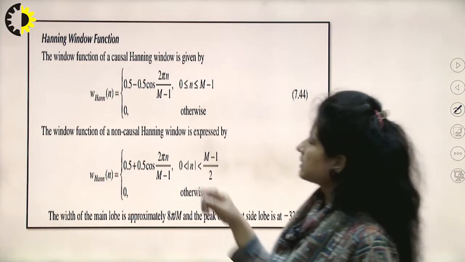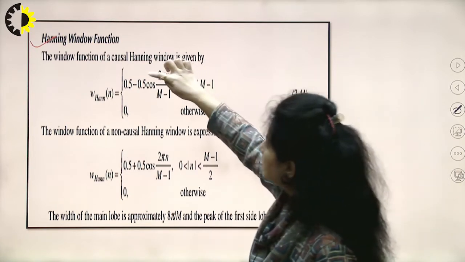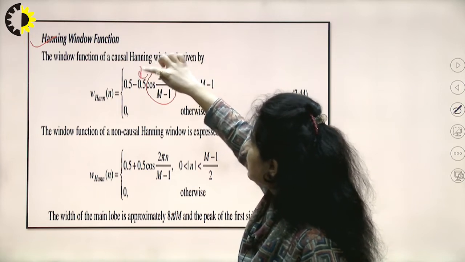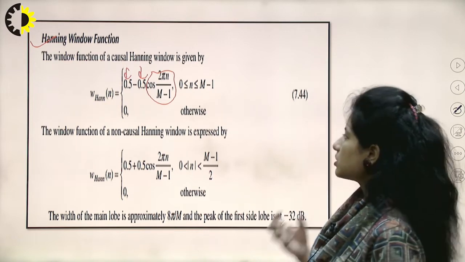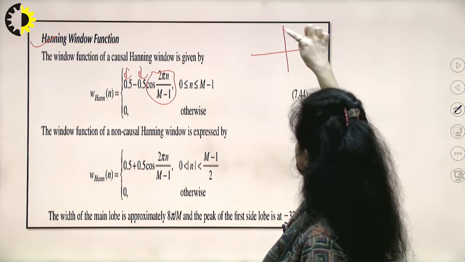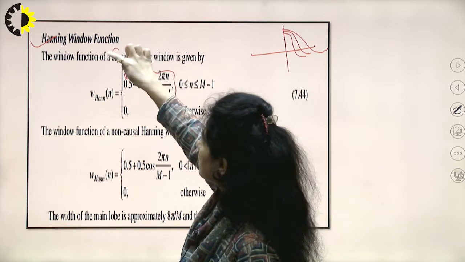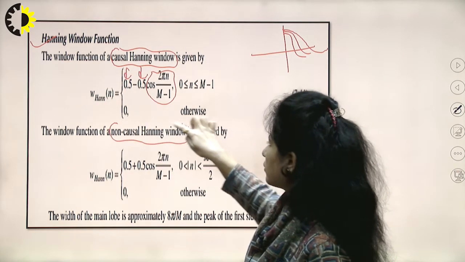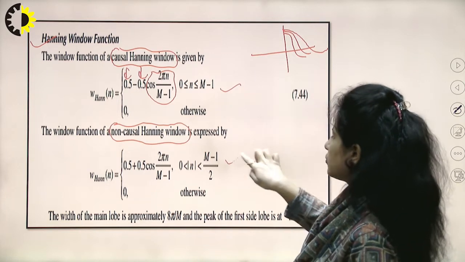A window almost similar to Hamming is the Hanning window. Here again the main function is the cosine function, but the coefficients scaled here are 0.5 and 0.5. Again, the slope of the cosine curve changes with these different scaling values. Similarly, we define a causal Hanning window and a non-causal Hanning window. So depending upon the application or the system we are designing, we can choose either of these two functions.